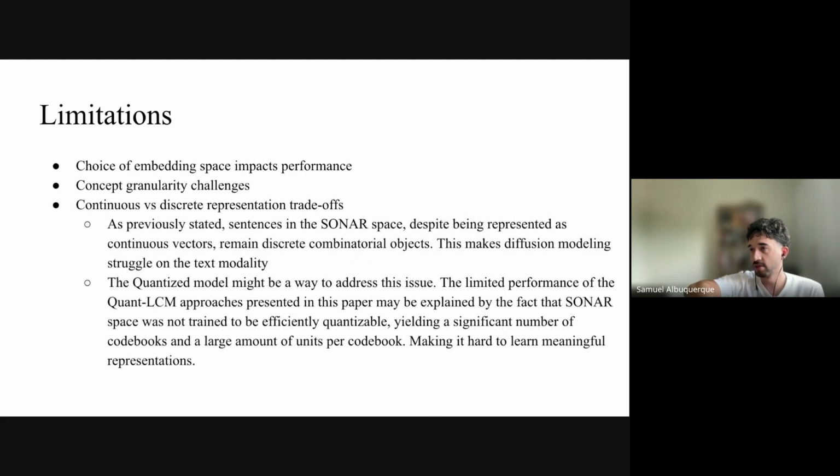And the last thing that they mention is the problem of the continuous versus discrete representations trade-off.